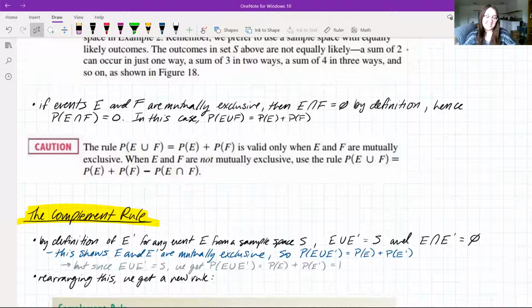So another word of caution is that the rule that the probability of E union F is equal to the probability of E plus the probability of F is valid only when E and F are mutually exclusive. When E and F are not mutually exclusive, we use the normal rule, which was the probability of E union F is equal to the probability of E plus the probability of F minus the probability of E intersect F. So it's the exact same thing as before, just now we're doing probability instead of just number of elements.